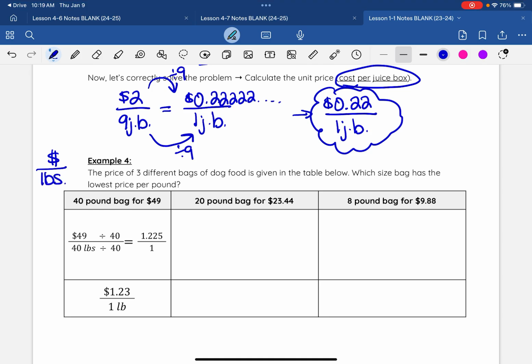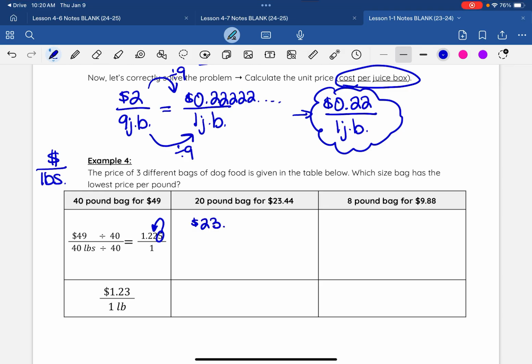From there, we divided by 40, and we got 1.225 over 1, which when you round, you would take that 5 and round that 2 up to a 3. So we have $1.23 for 1 pound. For a 20-pound bag of dog food for $23.44, I would put my money on the top.